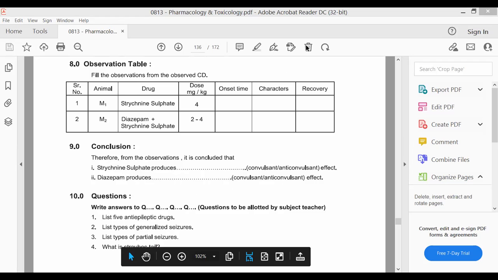And after that, attend these questions. So here we complete experiment number 20.